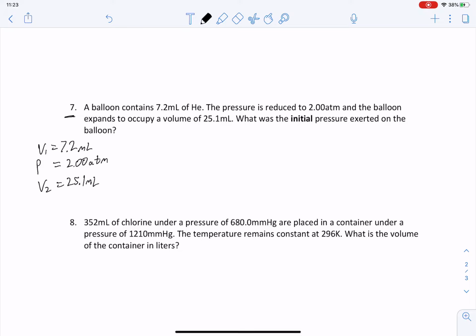So the question asks, what was the initial pressure exerted on the balloon? If you pay attention to the wording, the pressure is reduced to 2, so that's actually our P2. That's our new pressure. We don't know what our original pressure was. That's actually what we need to solve for. And generally, if we have atm, as we do here, we're going to be solving for our pressure in atm as well.